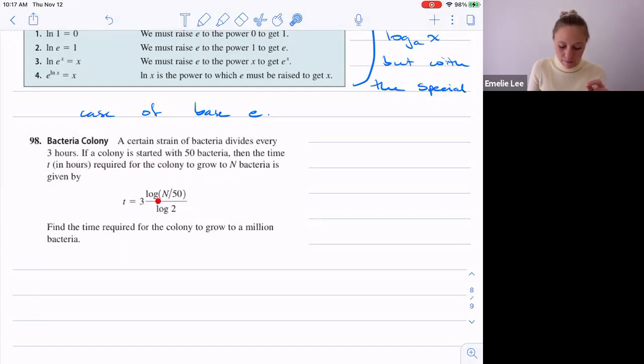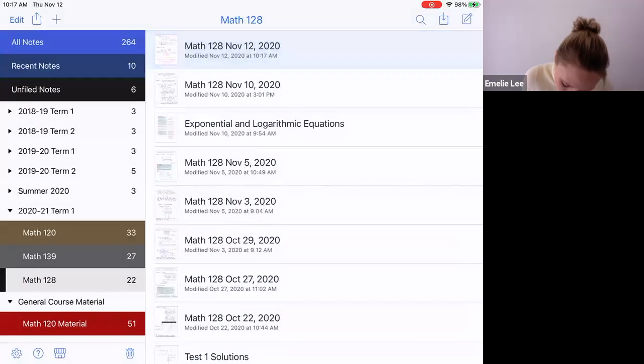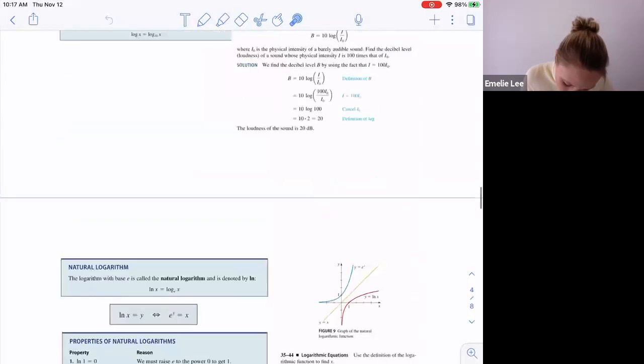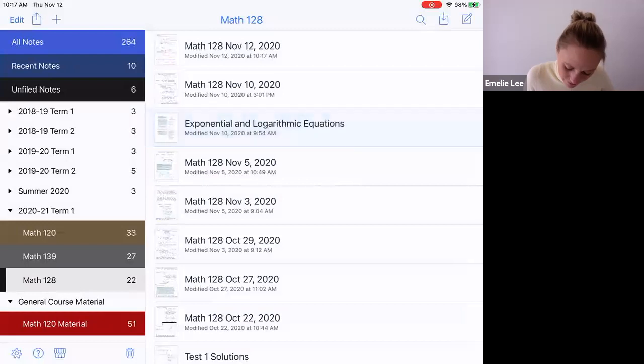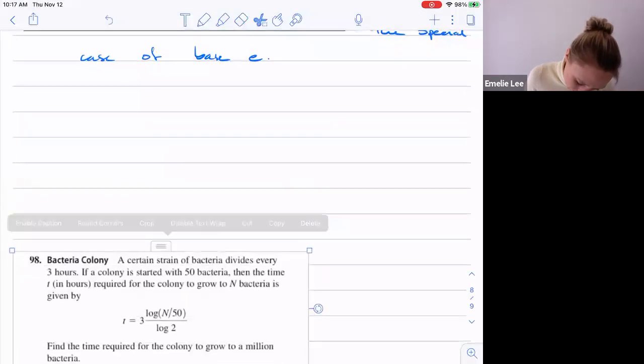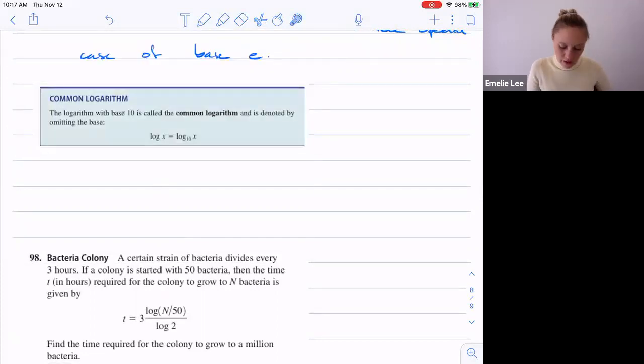times the log, and I guess I haven't introduced the common log. Where did I miss it? Okay, fine. Hold that thought. I skipped it on the other page here. The common log is log base 10. I should introduce it because when we write log with no base, it's implied that it's base 10.